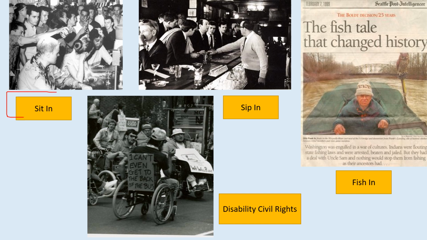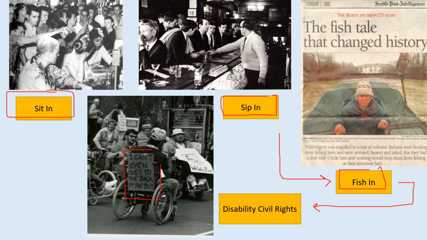We're going to start out with the sit-ins, Greensboro, and then the sit-ins were used by the Mattachine Society, a gay rights advocacy group in the 1960s that would engage in sip-ins. Native Americans would engage in fish-ins. And then the Disability Civil Rights Movement. And I like this guy's sign, "I can't even get to the back of the bus," which is a reference to Rosa Parks.